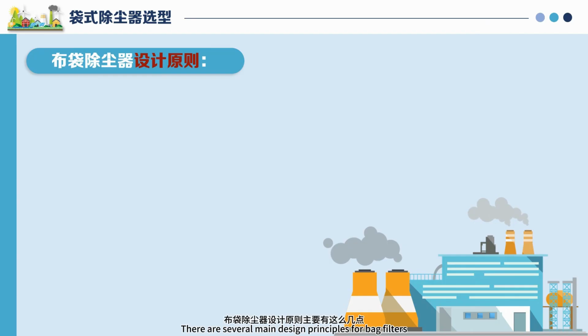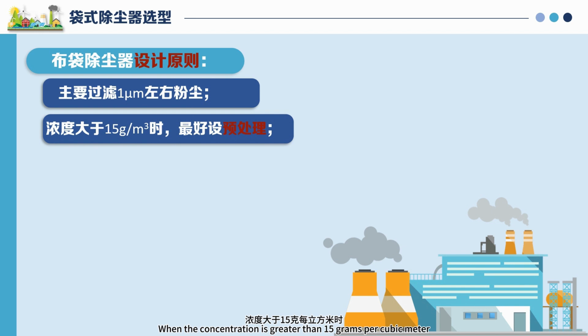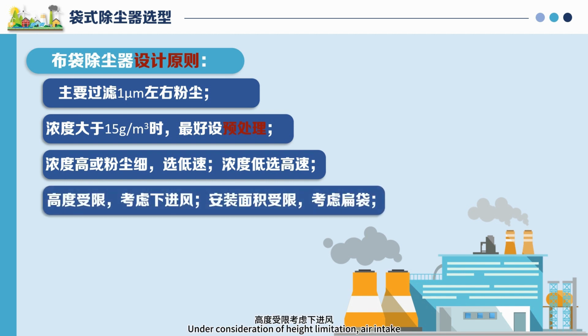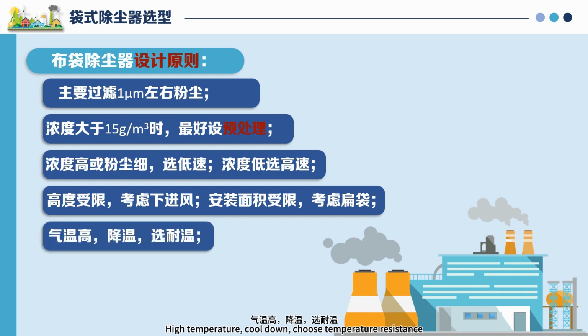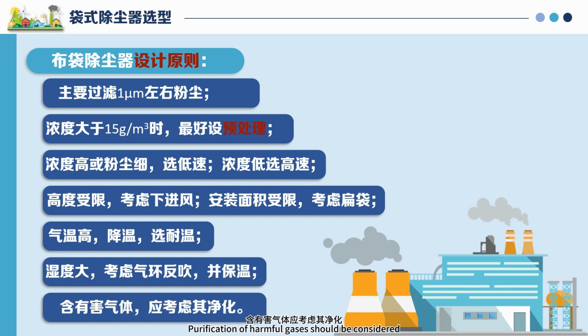There are several main design principles for bag filters. Mainly filter dust of about 1 micron. When the concentration is greater than 15 grams per cubic meter, pre-treatment is preferable. For high concentration or fine dust, select a low speed. For low concentration, select a high speed. Under height limitation, air intake and limited installation area, consider flat bags. For high temperature, cool down or choose temperature-resistant material. For high humidity, consider air loop backflushing and insulation. Purification of harmful gases should be considered.